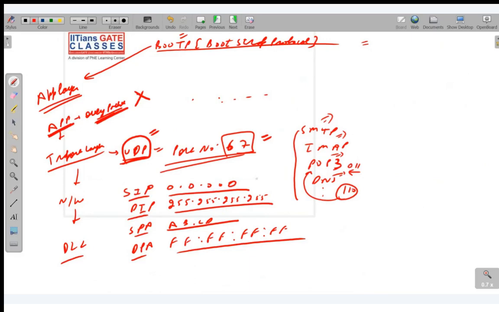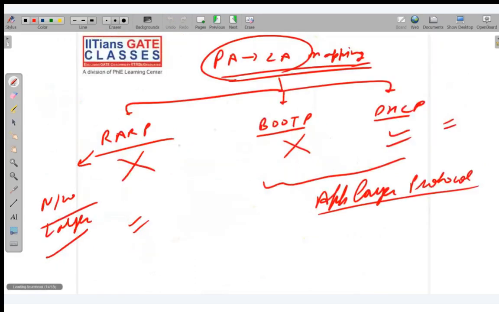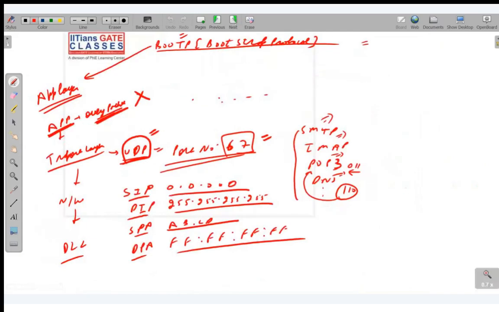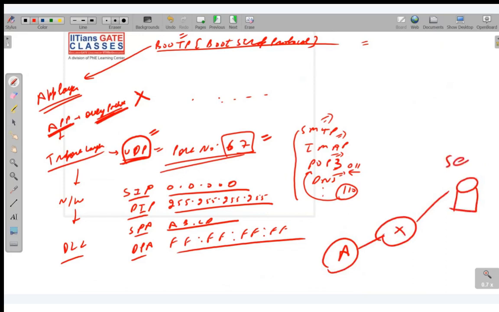Now same problem, it cannot cross the router. That was the problem with RARP, and here also the same problem, it cannot cross the router. So what we will do now, listen carefully. This is machine A, and here is the router, and here let us suppose we have installed the server.